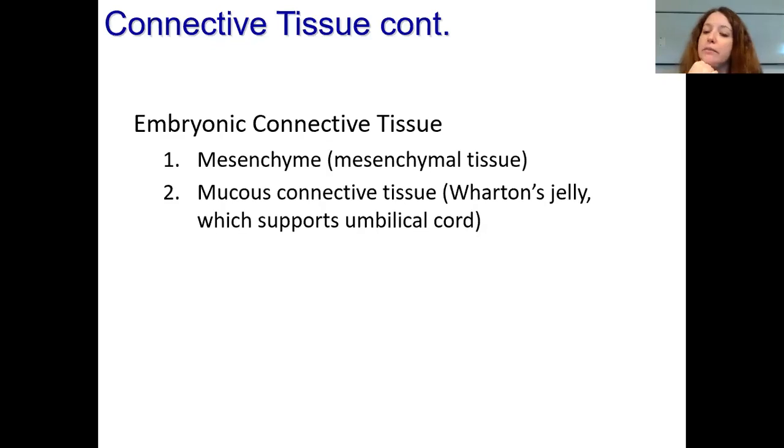This is just extra information about embryonic tissue. We already talked about how all this connective tissue comes from the mesoderm, which is mesenchymal tissue. All the mesenchyme makes the connective tissue, and that arises from the mesoderm. Then specifically in the embryo, and also the fetus, we have a type of mucous connective tissue called Wharton's jelly, which supports the umbilical cord. That is not necessary information, this slide.